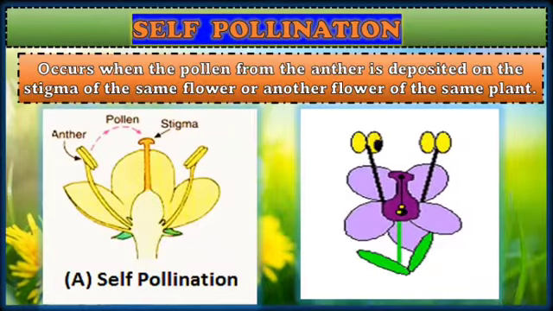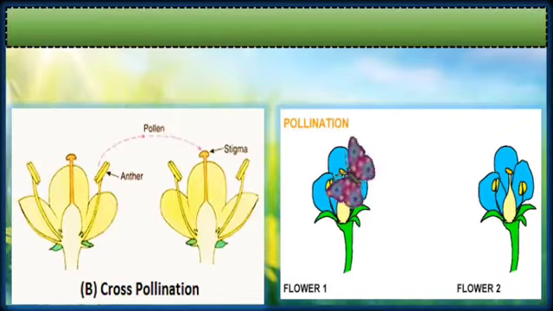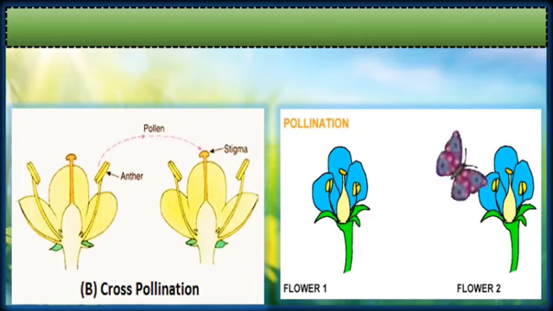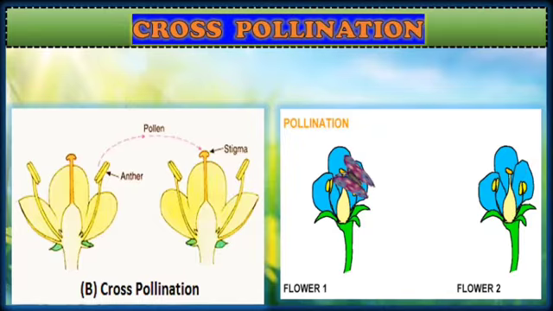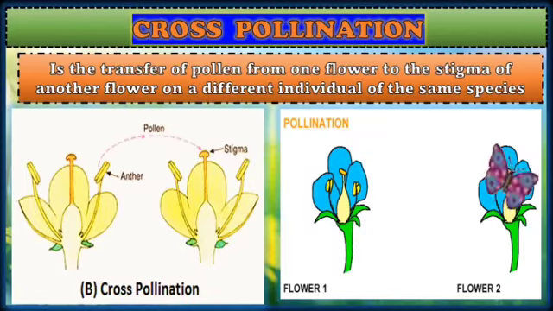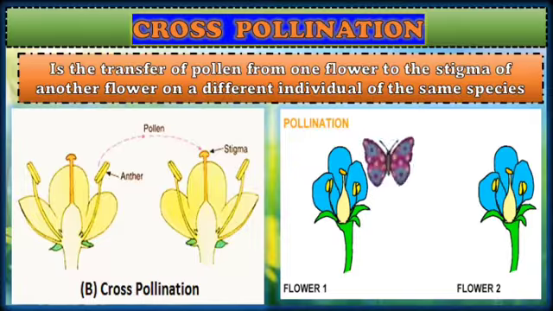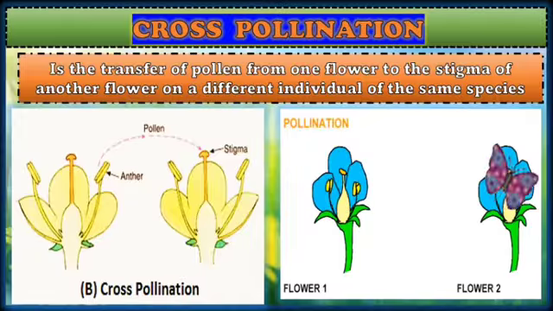And while in cross-pollination, as you can see in the diagram, ipupunta niya kukunin niya yung anther, yung mga pollen grains sa isang flower, ilalagay niya sa kabilang flower. And that is what you call cross-pollination. So, ano nga ba to? It is the transfer of pollen from one anther to the stigma of another flower on a different individual of the same species. So, kinuha niya yung mga pollen grains sa ibang bulaklak at inilagay niya doon sa ibang bulaklak.